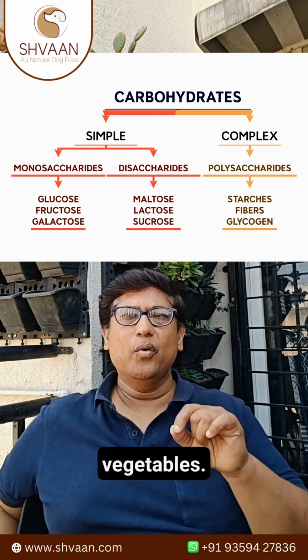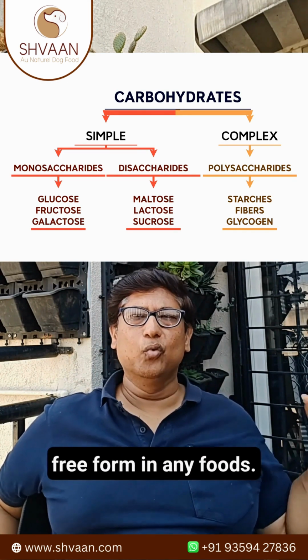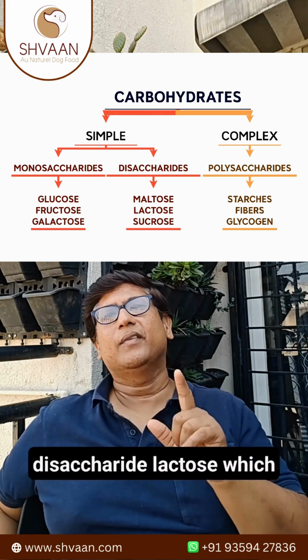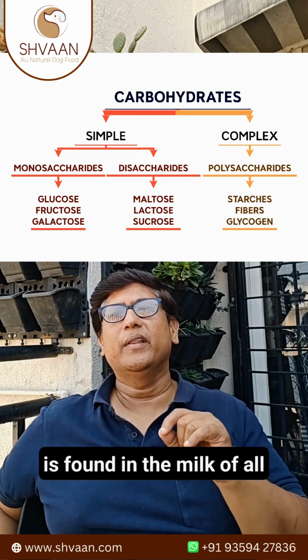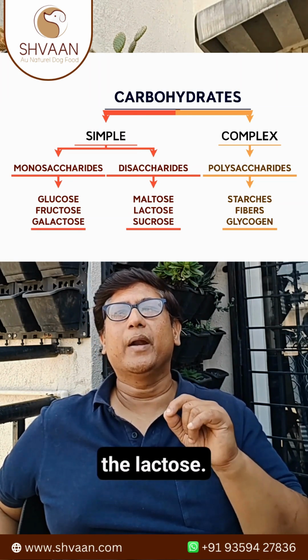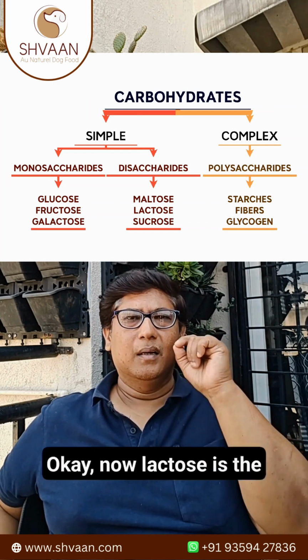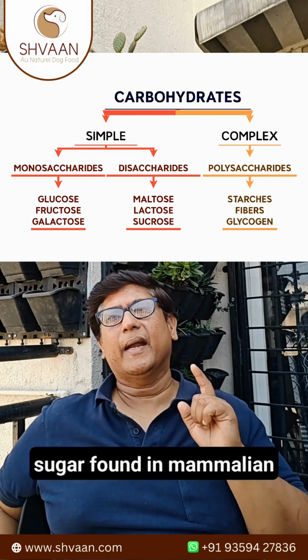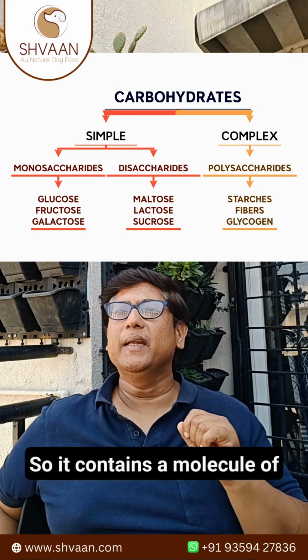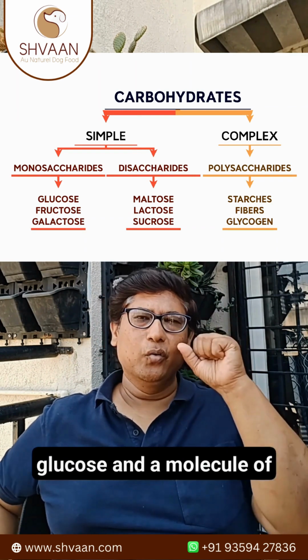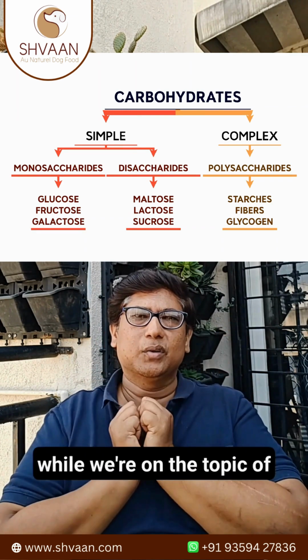Galactose is not found in free form in any foods. But 50% of the disaccharide lactose, which is found in the milk of all mammals, is made up of galactose. Now, lactose is the sugar found in mammalian milk. So, it contains a molecule of glucose and a molecule of galactose.